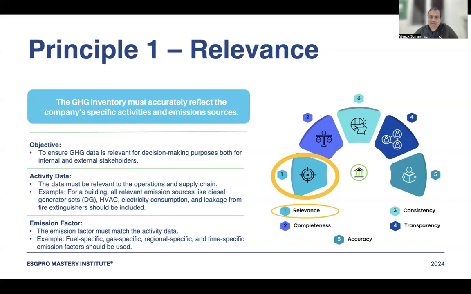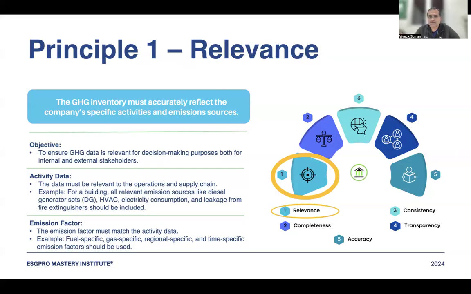Electricity consumption of that building, leakage from the fire extinguisher, because a fire extinguisher slowly depletes its value. That's why you need to replace it, right? Those are the fugitive gases we were talking about earlier, which should be included whenever I talk about building carbon emission calculation. That's the relevance. Here, of course, the emission factor must match those activity data.